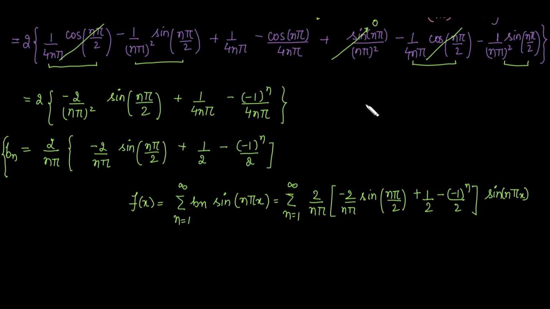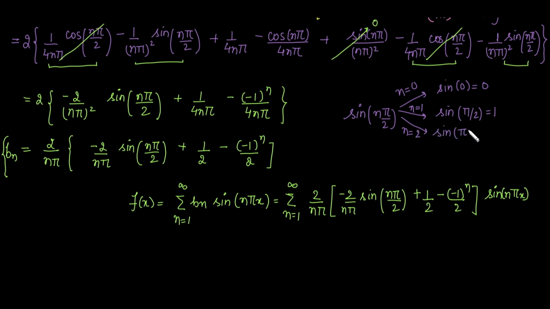Do not get confused with that. Sine n pi by 2 is not minus 1 raised to power n. Because when you put n is equal to 0, we have sine 0. So in this case, we are getting 0. When you put n is equal to 1, we have sine pi by 2, that is equal to 1. When you take n is equal to 2, we have sine pi, that is also equal to 0. When you take n is equal to 3, we have in this case sine 3 pi by 2. This is equal to negative of 1.